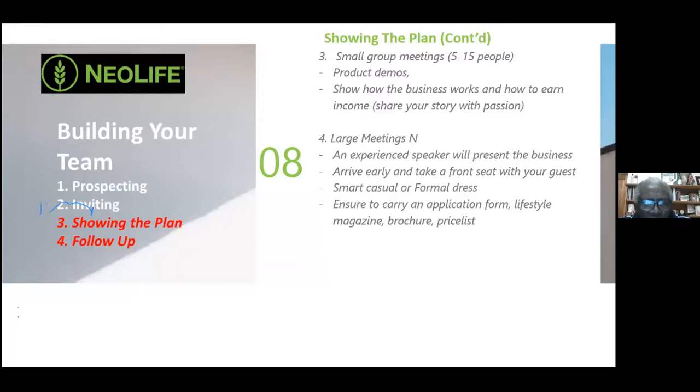I would recommend to you, you always need to be prepared, because some people make a decision on the spot to join the business. So always carry an application form, a magazine, a brochure, a price list.